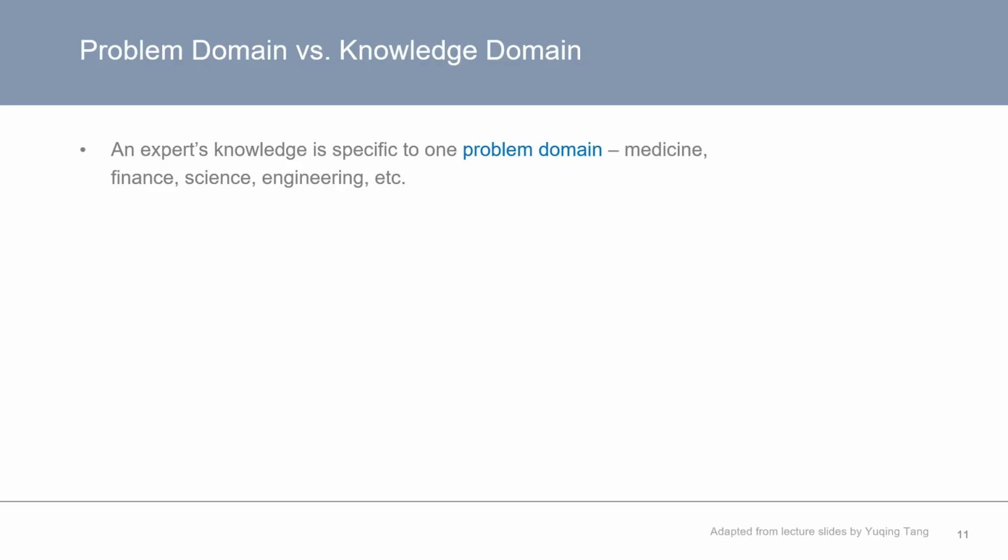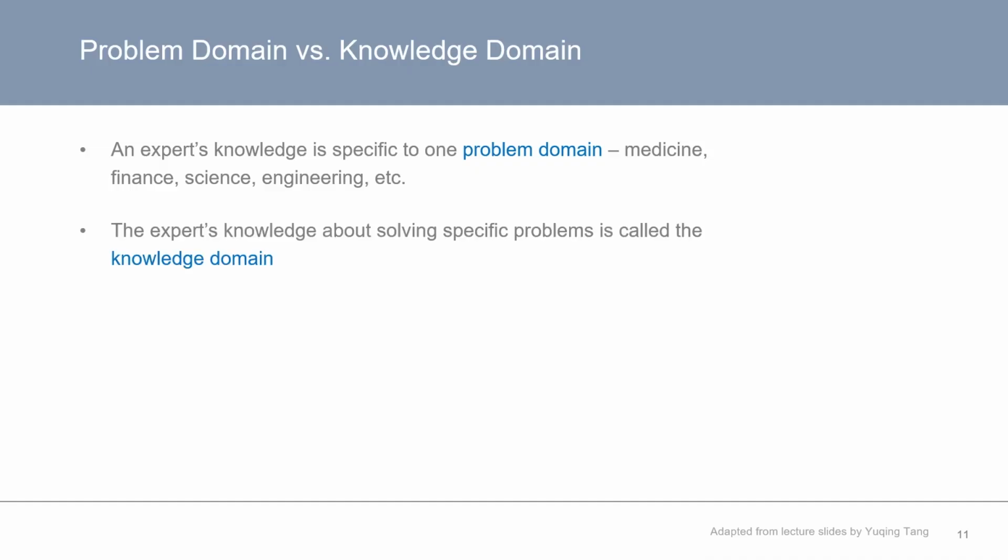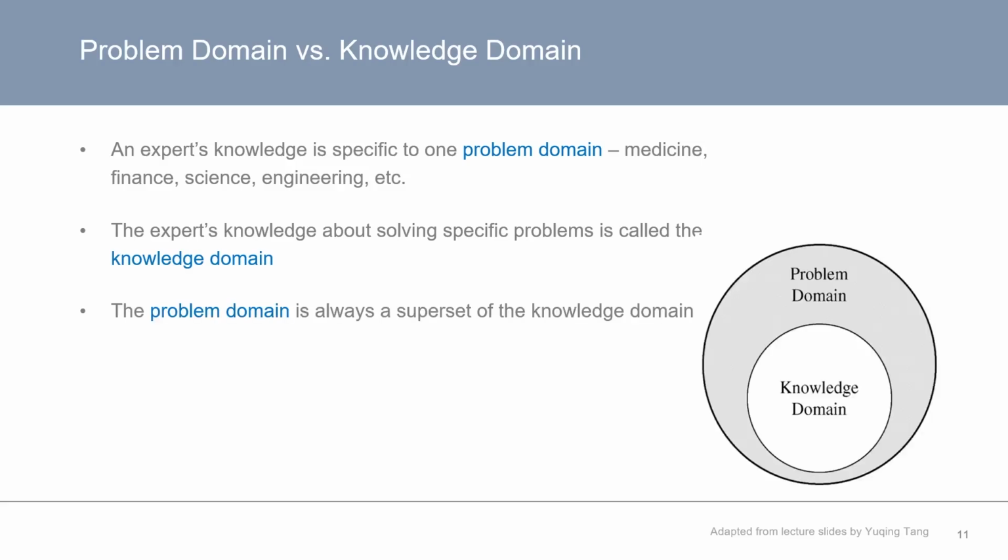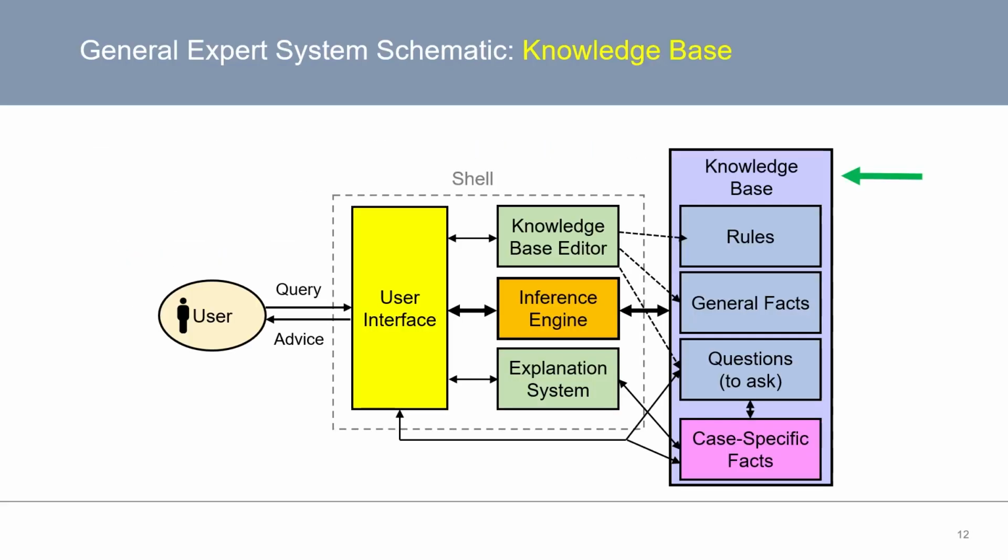Let's start our discussion of the knowledge base by first identifying the difference between a problem domain and a knowledge domain. Typically, an expert's knowledge is specific to one problem domain, for example, medicine, finance, science, or engineering. The expert's knowledge about solving specific problems is called the knowledge domain. The larger problem domain is always a superset of the knowledge domain that includes all knowledge about a particular domain of interest or focus.